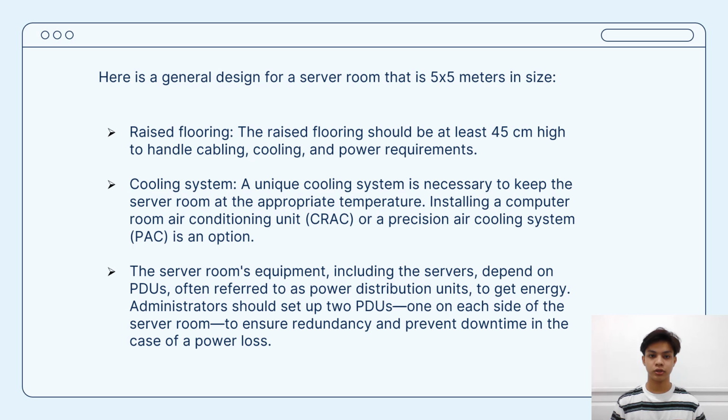So first, raised flooring. The raised flooring should be at least 45 cm in height to handle cabling, cooling and power requirements. Second, cooling system. A dedicated cooling system is necessary to keep the server room at the appropriate temperature. Installing a computer room air conditioning unit or a precision air cooling system is an option.